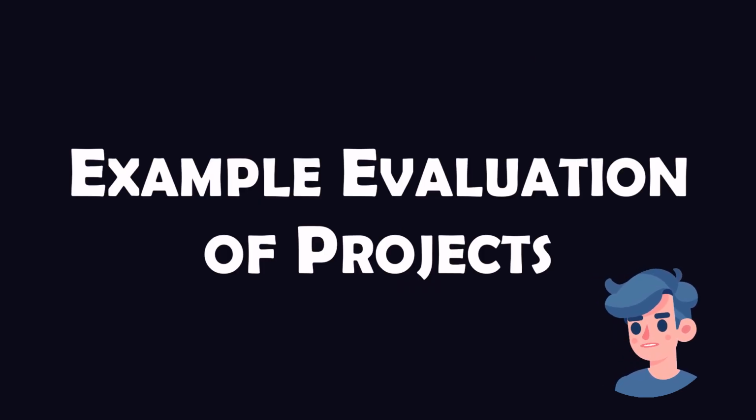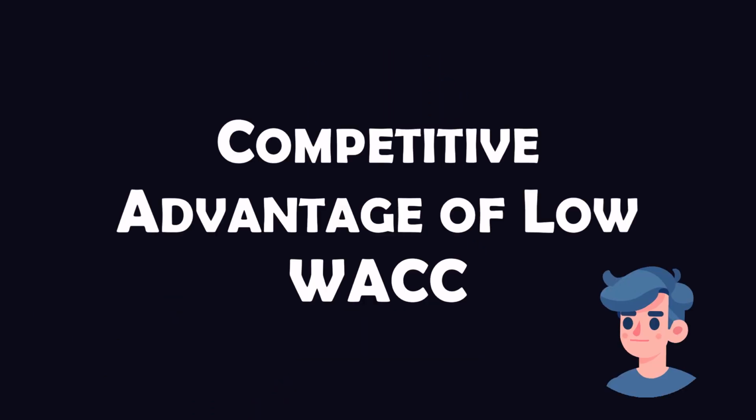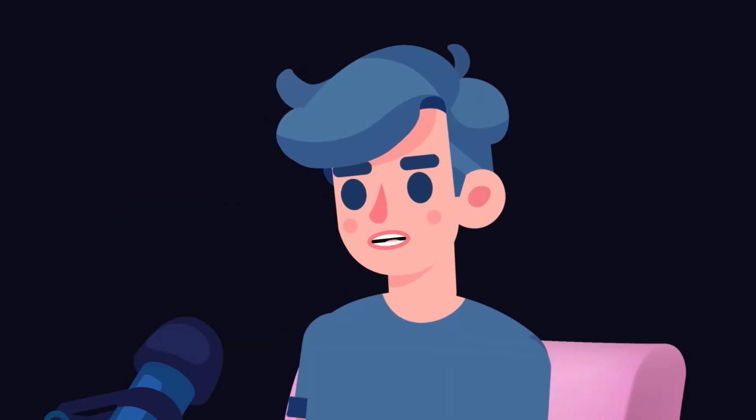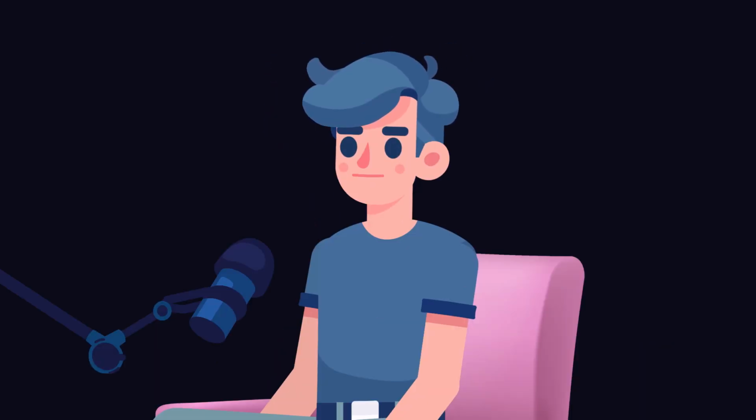Let's consider two projects, Project A with an expected return of 9% and Project B with an expected return of 7%. If the WACC is 8.5%, only Project A would be considered acceptable since its return exceeds the WACC. Frequently, companies with lower WACC have a competitive advantage because they can finance projects at a lower cost, which can lead to higher profitability and growth.